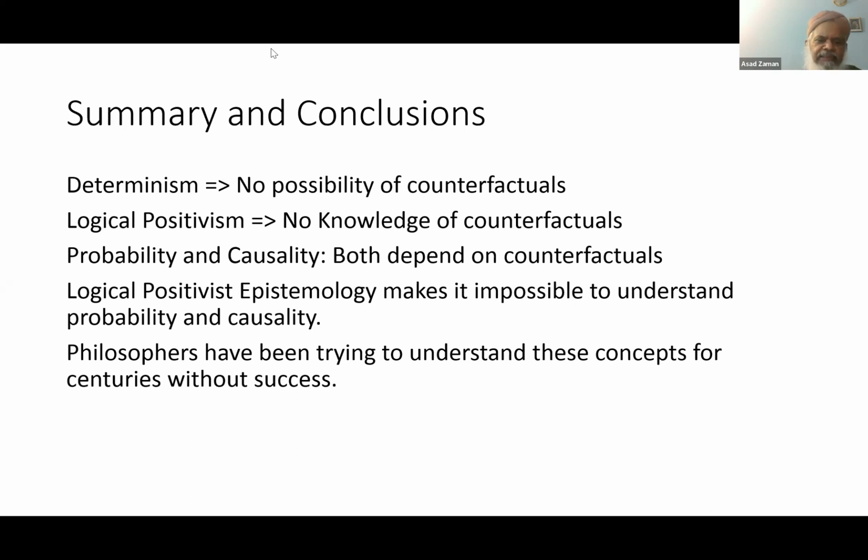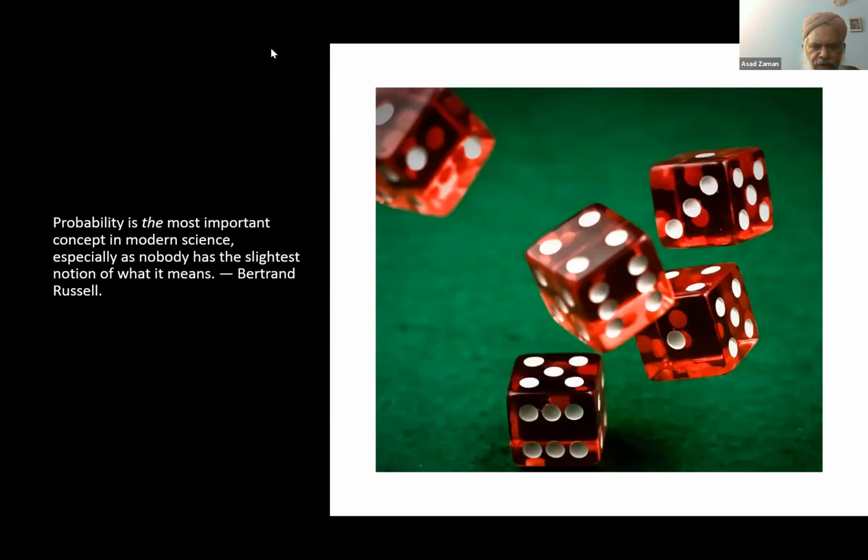So basically, that's why conventional probability is built on flawed foundations, and that's why we need to build a new theory. So I end with this quote by Bertrand Russell: probability is the most important concept in modern science, especially because nobody has the slightest idea of what it means. And this is exactly true. Nobody really knows what probability means, because once you adopt the positivist framework, it's impossible to understand probability.